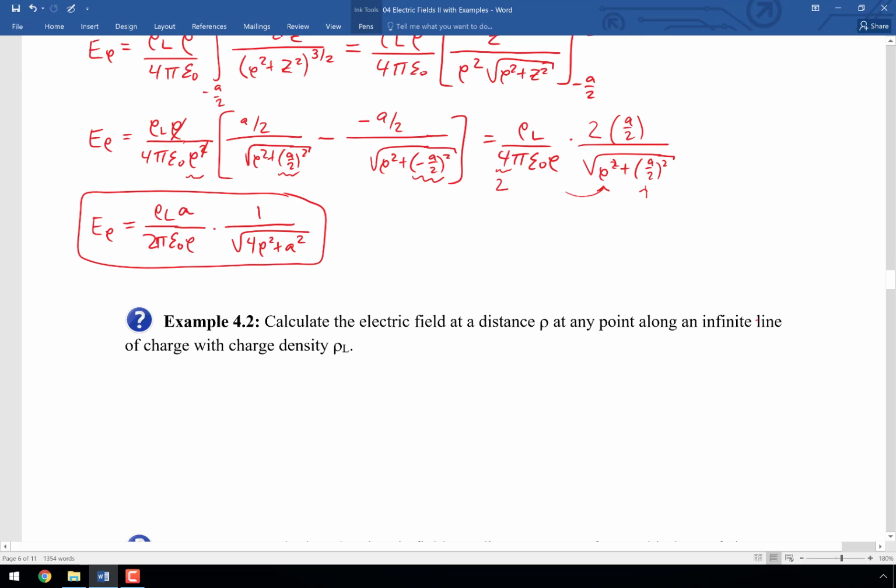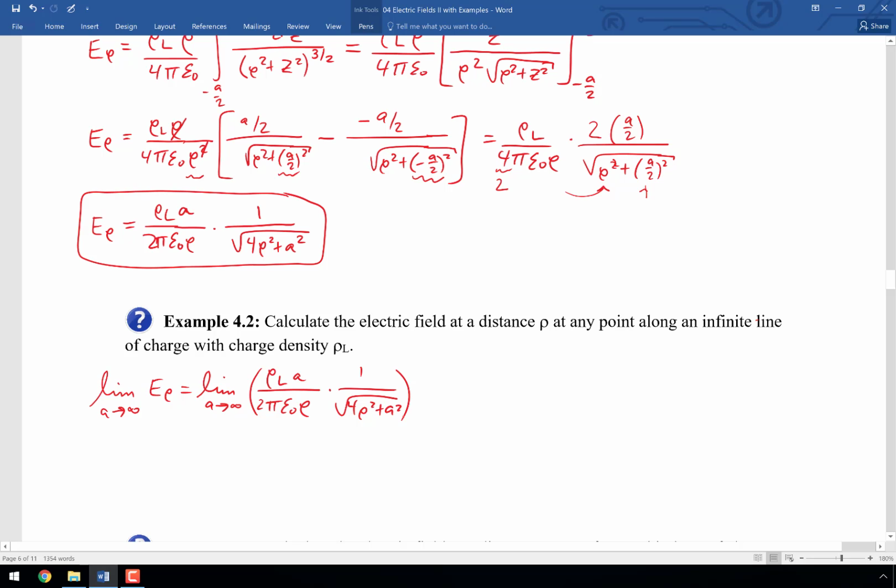Now let's calculate the electric field at a distance rho at any point along an infinite line. Well, here's the good news. We just calculated the harder calculation, which is a finite line. Now we're just going to take the limit as a goes to infinity of this e sub rho that we just calculated. So this is the limit as a goes to infinity of rho sub L a divided by 2 pi epsilon 0 rho times 1 over the square root of 4 rho squared plus a squared.